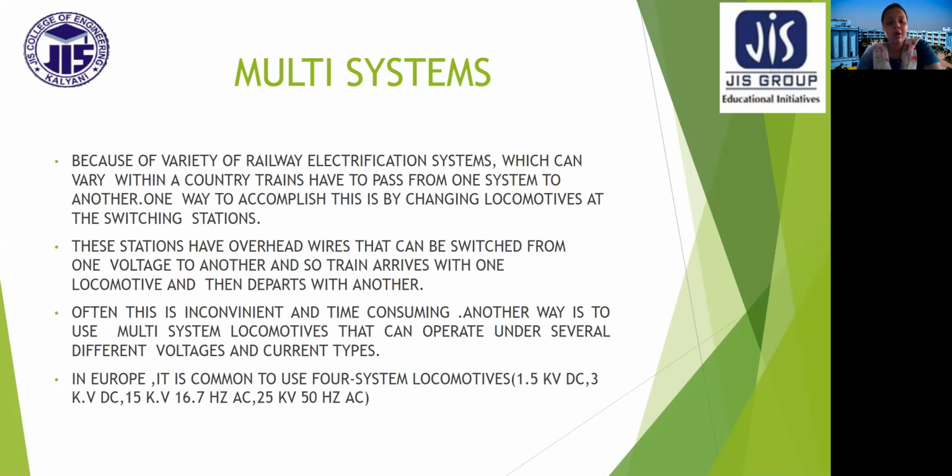In Europe, it's common to use 4-system locomotives: 1.5 kilovolt DC, 3 kilovolt DC, 15 kilovolt 16.7 hertz AC, and 25 kilovolt 50 hertz AC. So these are the 4 types of locomotive system that are used in Europe.